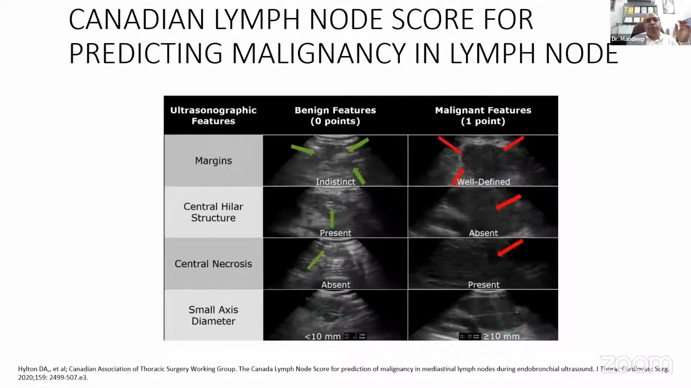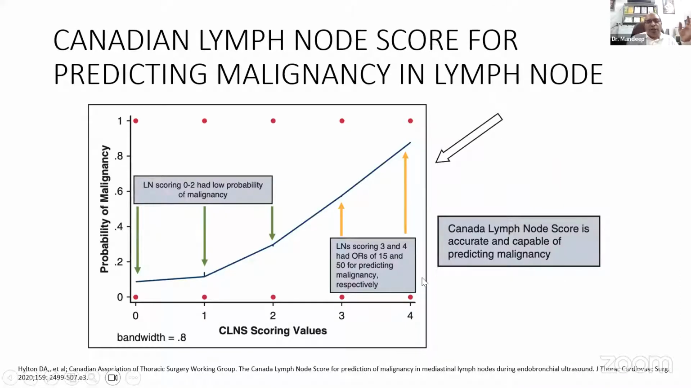So this is the Canadian lymph node score for predicting malignancy in a lymph node. Distinct, well-defined margins point towards malignancy, as do absence of central hilar structures, central necrosis, and a short axis diameter of more than 10 mm. If all 4 points are present, there is almost a 50% chance of malignancy. So with a scoring system of 3 or 4, they are more predictive of malignancy.